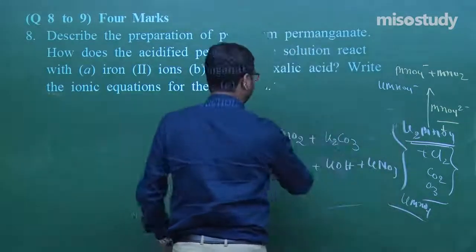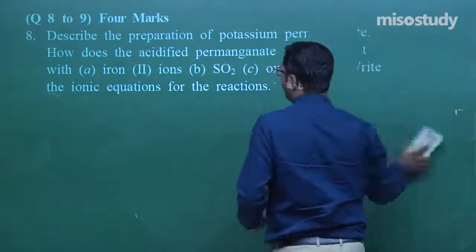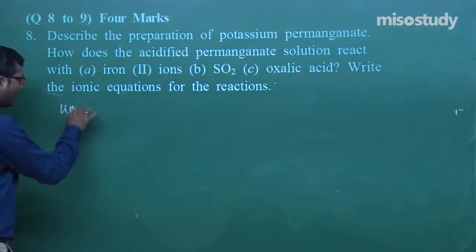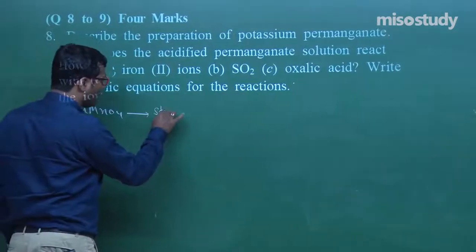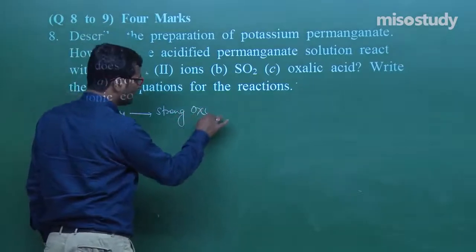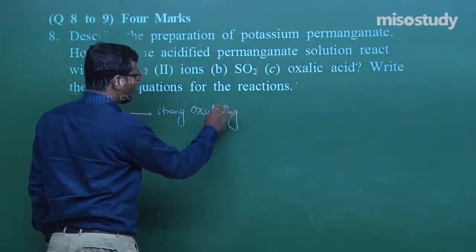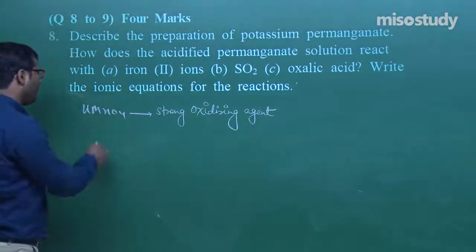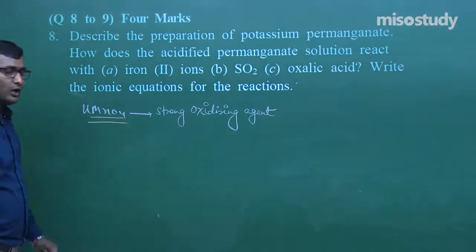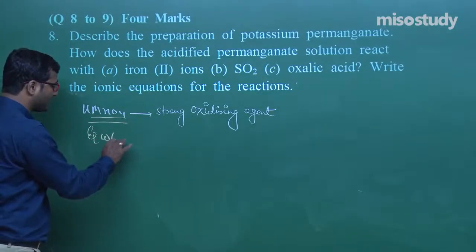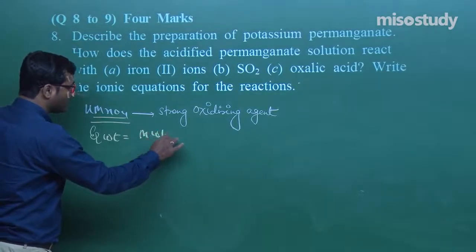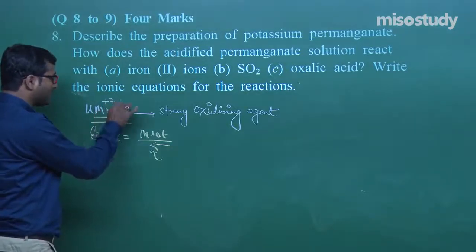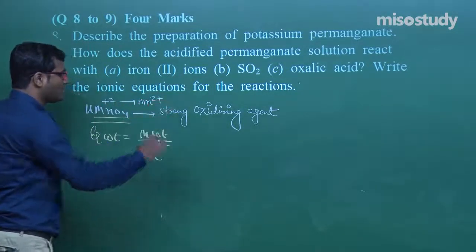Now the next one, what will happen. As we know, KMnO4 is a strong oxidizing agent. Again I am repeating, KMnO4 is a strong oxidizing agent, and it acts as an oxidizing agent in acidic as well as basic medium. The equivalent weight in acidic medium is molecular weight upon 5, because the change in the oxidation state is 5. Here Mn in +7 oxidation state is converted into +2 oxidation state.